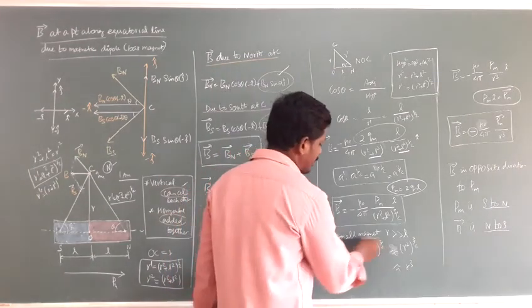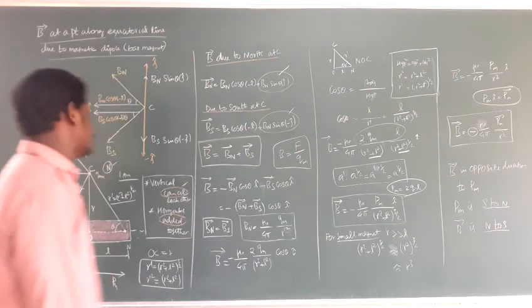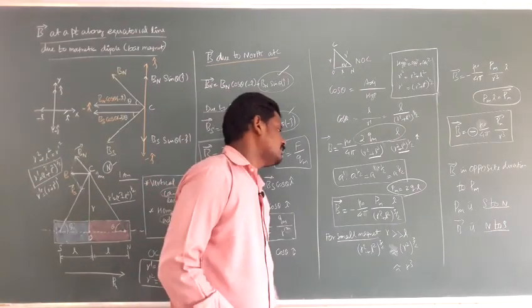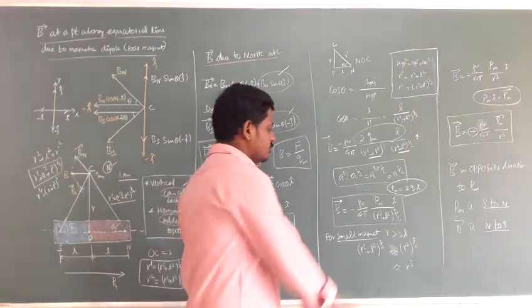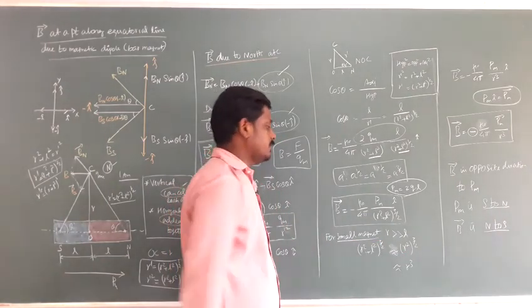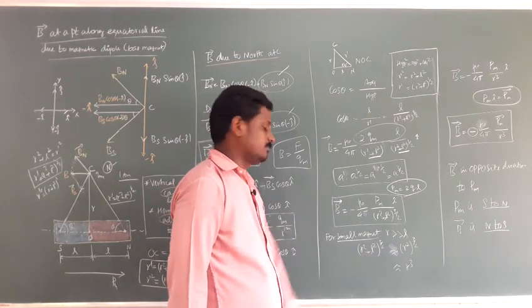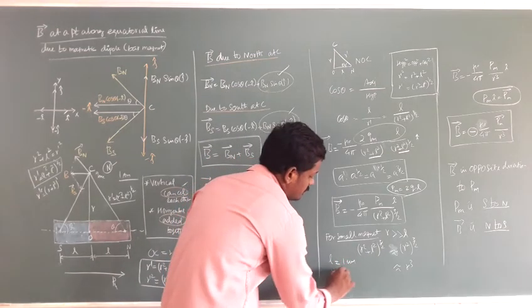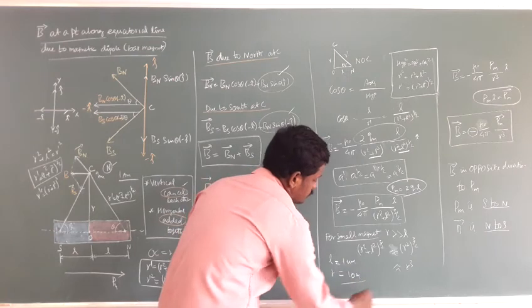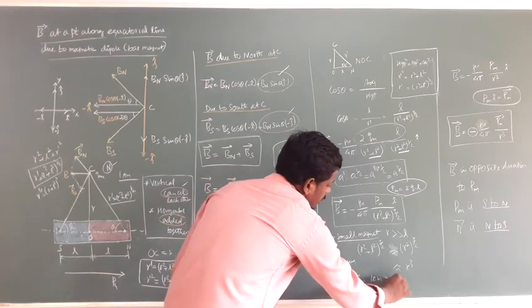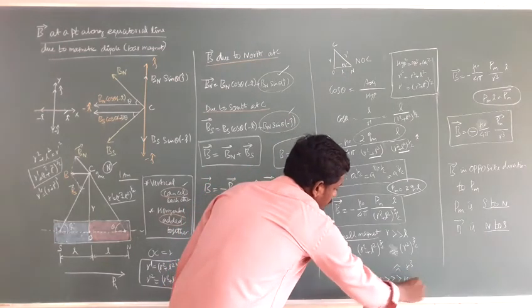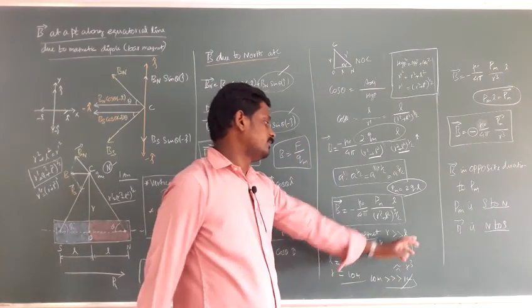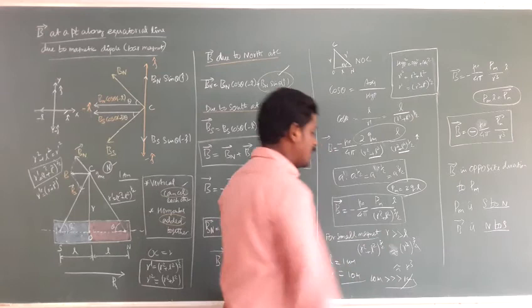For small magnets, what is the length of the magnet? It's very small, which means R is greater than L. So (R squared plus L squared) power 3 by 2 is approximately, L is neglected. If L is equal to 1 centimeter and R is equal to 10 meter, then 10 meter is greater than 1 centimeter, so 1 centimeter is neglected, that is L is neglected. R squared power 3 by 2, the 2 cancels, and you get R cube.